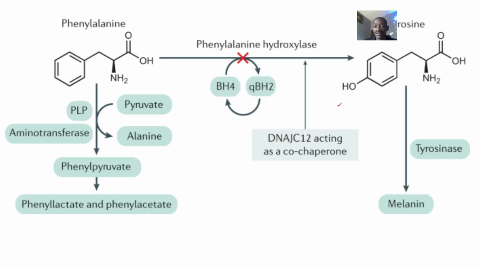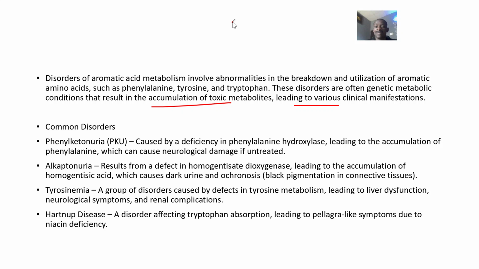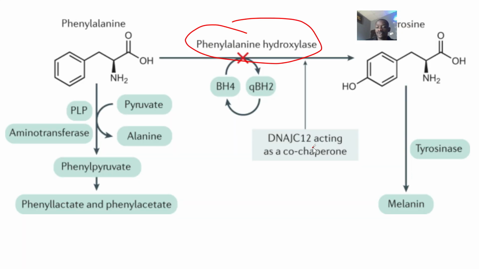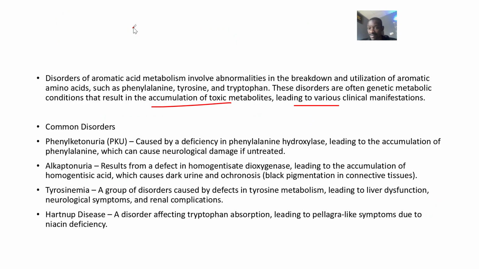So Phenylketonuria, which is the first one, there's a defect, deficiency, or absence of phenylalanine hydroxylase. Now that's the enzyme that is needed for phenylalanine to be converted to tyrosine. So that means there will be a lot of phenylalanine built up in the body because you don't have the enzyme that is supposed to break it down. So there's deficiency in phenylalanine hydroxylase, leading to accumulation of phenylalanine, which can cause neurological damage if left untreated.